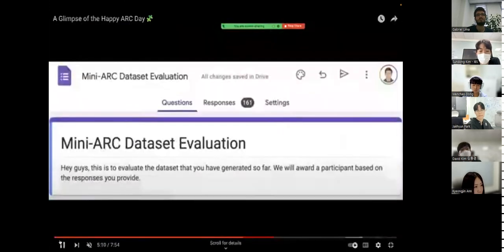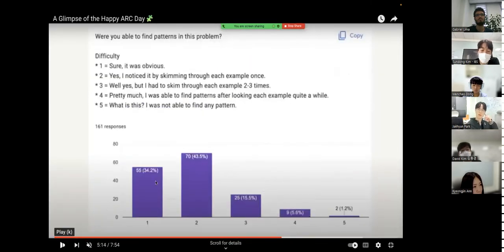And here is the evaluation form. We do this to raise the quality of the dataset we collected. We have currently collected around 200 responses evaluating the qualities of each problem. We intended to make most problems easily solvable by humans, but not directly solvable by artificial intelligence.